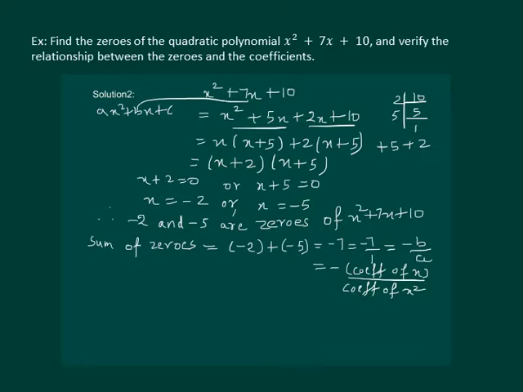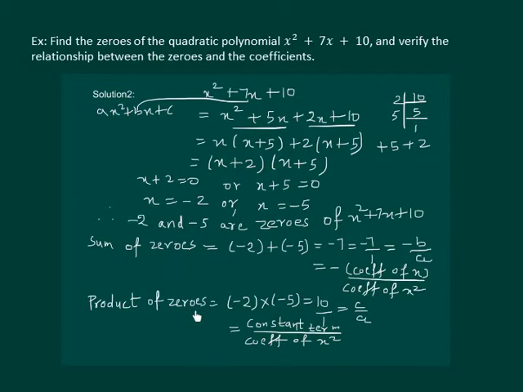Similarly, let us establish the product of the zeros. It comes out to be minus 2 multiplied by minus 5, which is equal to 10, and which can be written as 10 by 1, that is equal to c by a, or we can say that product of the zeros is equal to constant term by coefficient of x square.